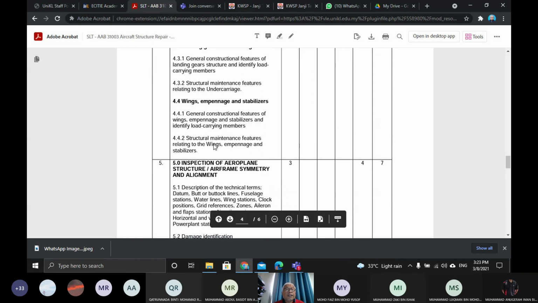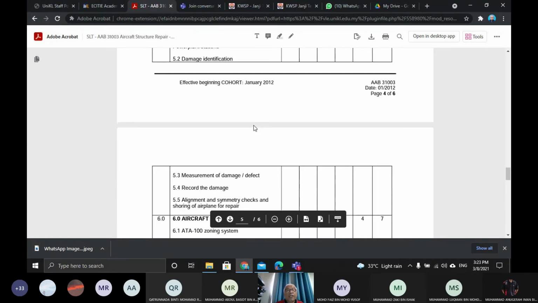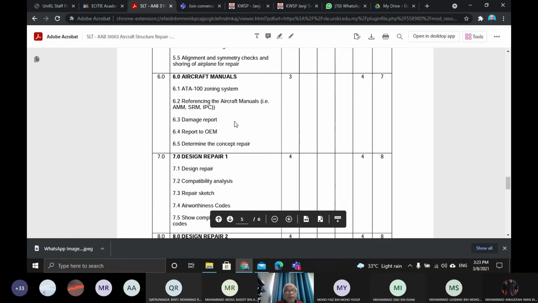Chapter 5, inspection and alignment assembly check. We don't have the physical aircraft, we don't have the physical activity. We will do it by simulation, virtually. We will give you example videos or photos, and you can work on them. Aircraft manuals: we also introduce all the aircraft manuals available to you. You need to understand that those manuals are available to you when you do design or repair. When you repair the aircraft, those manuals need to be referred to in order to get the repair approved by the authority.